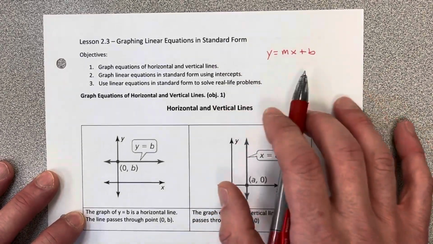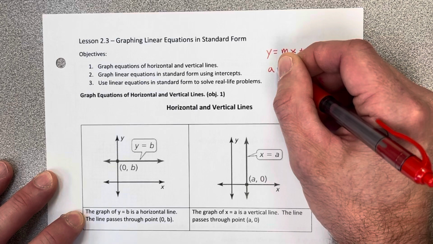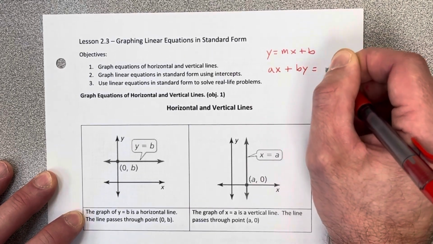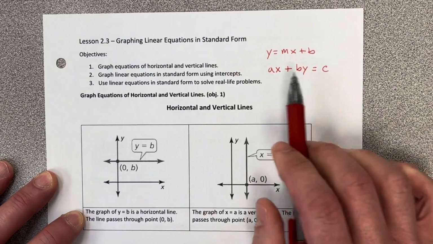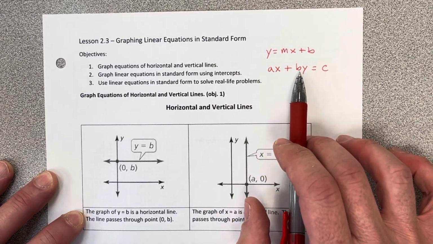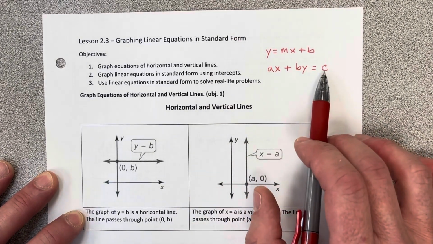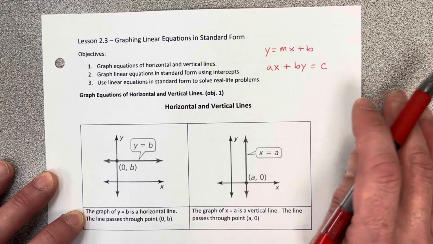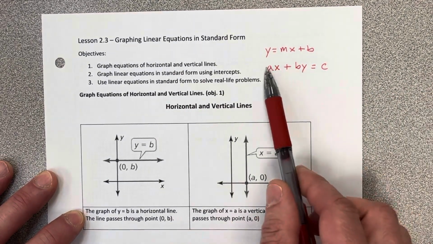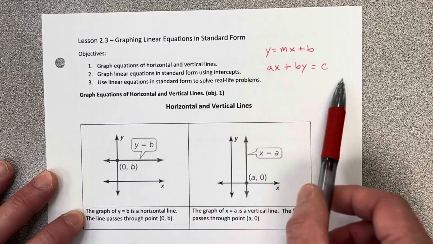Well, you can also write these in a different format, and it's called standard form, and it looks like this. It's ax plus by equals c. So there's some number in front of the x, some number in front of the y, or they could be zeros as well. And then there's some number out here. It could also be 0 if you want, if it needs to be. But anyway, we're going to be graphing from this format today. This is called standard form.